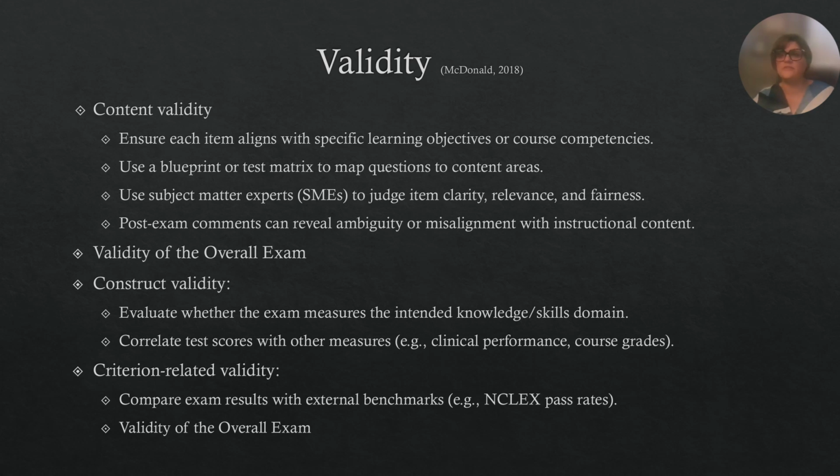Likewise, if you have students receiving an A on an exam and they're performing poorly in clinical, there is no correlation, right, in the validity across constructs. Whereas you would expect your high-performing students to also be performing well in clinical. And criterion-related validity would be comparing to other external benchmarks. So your A students should be passing the NCLEX and other important exams. So there should be some consistency to validate your overall exam.